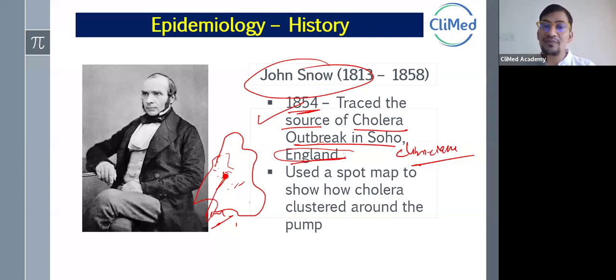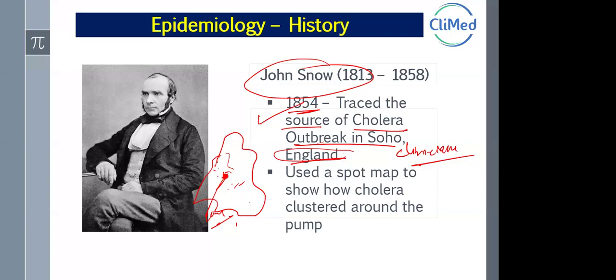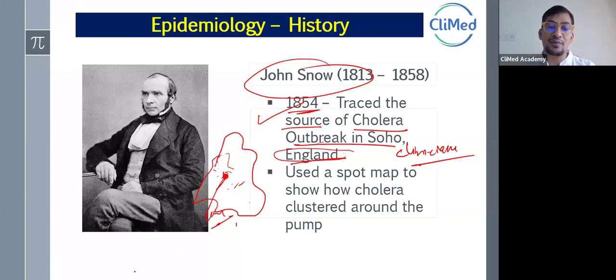So what is epidemiology? Epidemiology is the mapping of the determinants in a specified population with a specific disease, and their distribution. So he became the first epidemiologist.